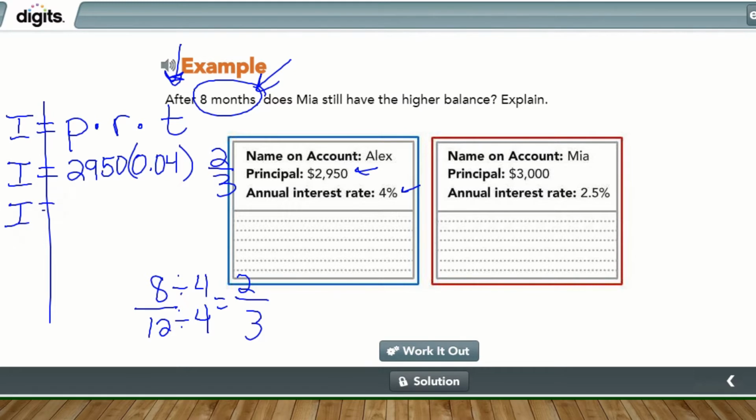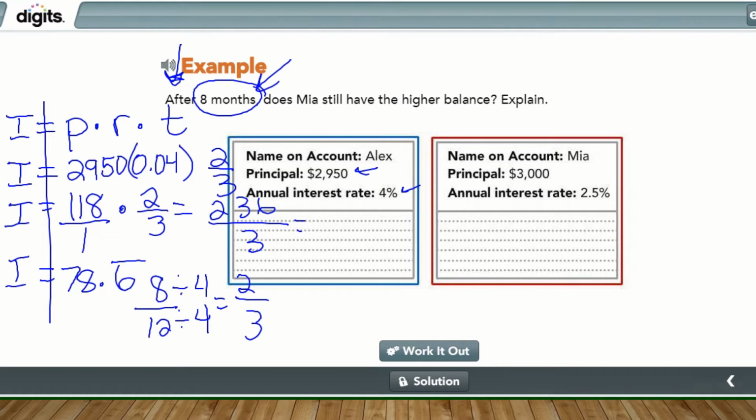Now I'm going to go ahead and multiply. 2,950 times 4/100ths is 118. Now I have to multiply that by 2/3. I'm going to put this 118 over 1. Now I'm going to multiply straight across. 118 times 2 is 236, and then 1 times 3 is 3. So now I need to simplify 236 divided by 3. And when I do that, I get 78 and 6/10 repeating.